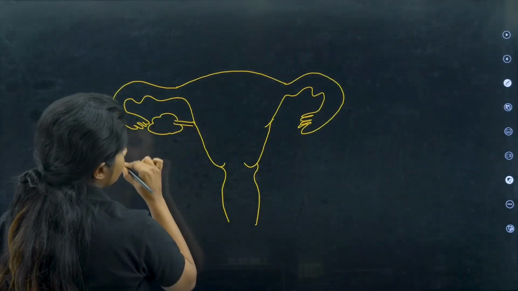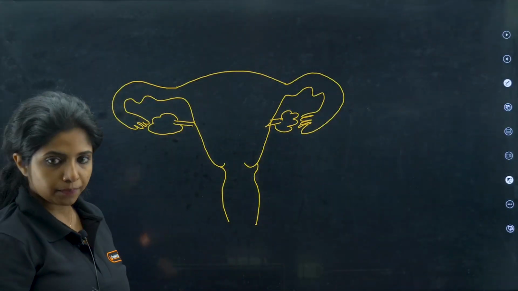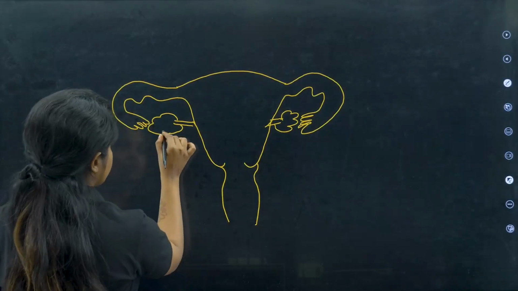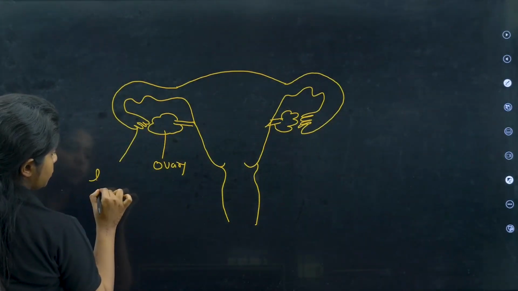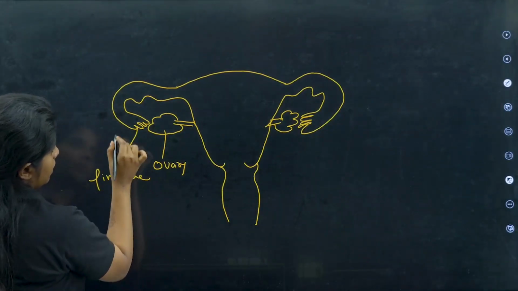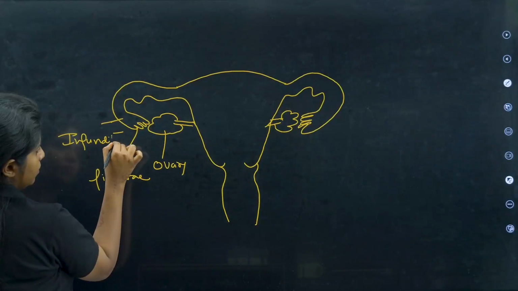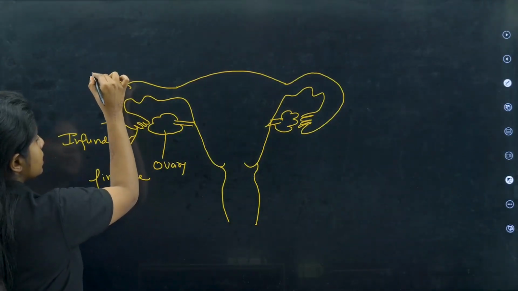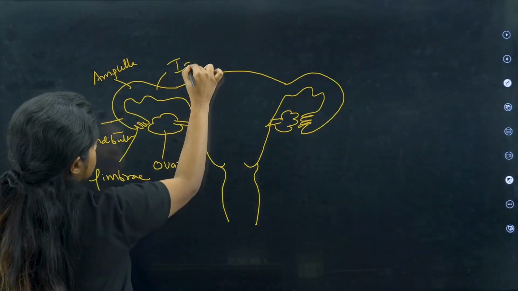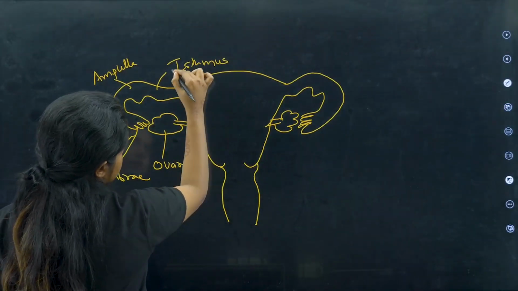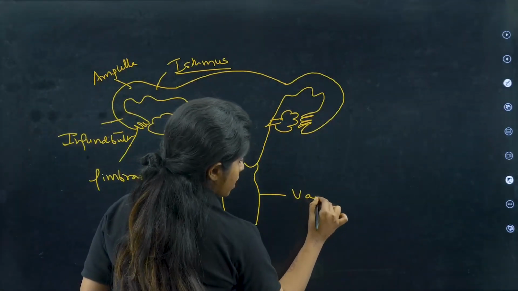So this is the ovary. Here also you would be having the ovary, my dear children. Okay, do not draw like this. This is just for you to understand certain things. So this is the ovary. This area that you see is known as fimbriae. And this belongs to what? Infundibulum. This is ampulla. And this is what? Isthmus. Cool? Now this will be the vagina.